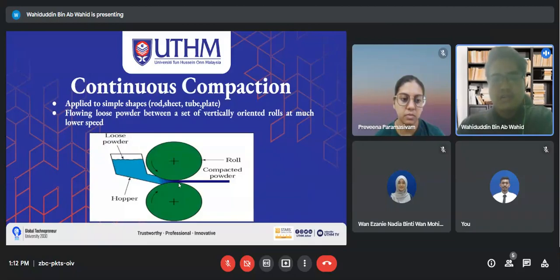So this is continuous compaction. It is applied to simple shapes such as a rod, sheet, tube, and plate. It also has flowing loose powder between a set of vertically oriented rolls at much lower speed.